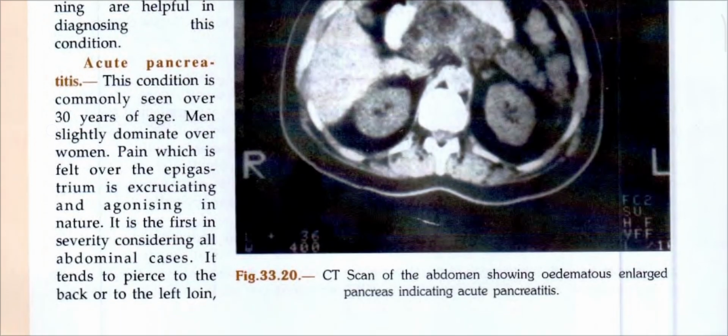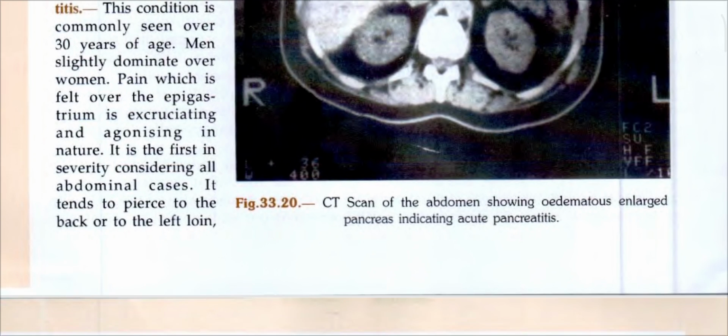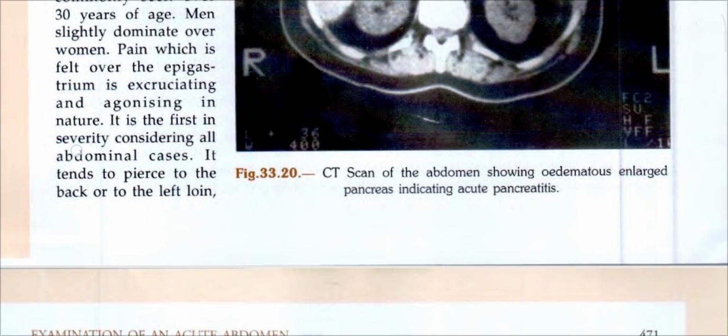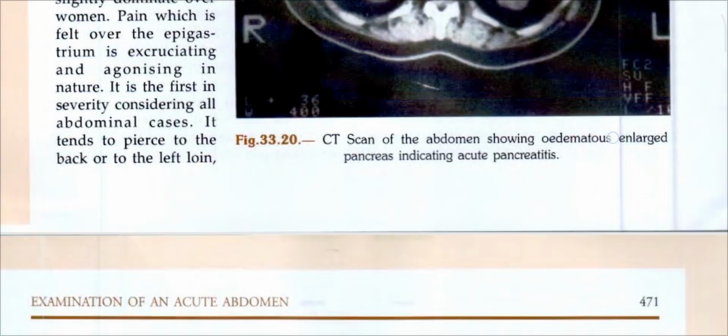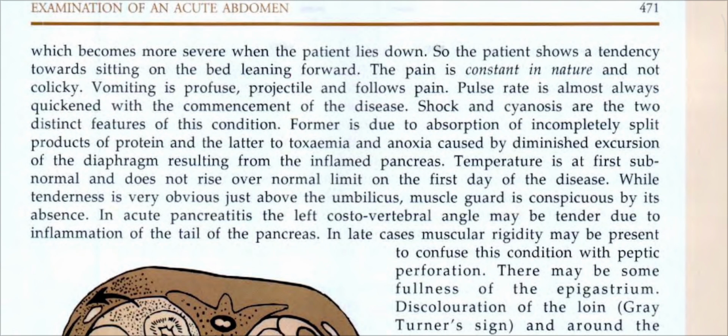Acute pancreatitis. This condition is commonly seen over 30 years of age. Men slightly dominate over women. Pain felt over the epigastrium is excruciating and agonizing in nature. It is the first in severity considering all abdominal cases. It tends to pierce through to the back or to the left loin, which becomes more severe when the patient lies down. So the patient shows a tendency toward sitting on the bed, leaning forward.